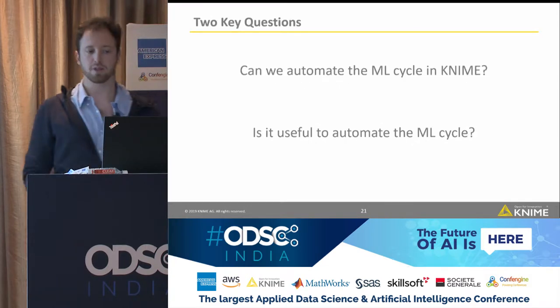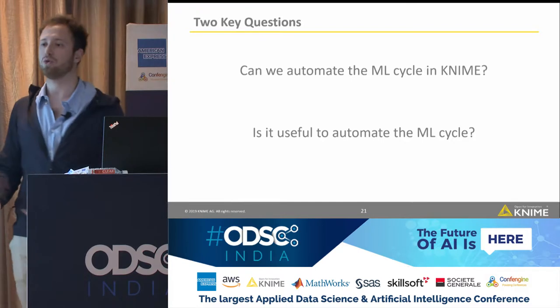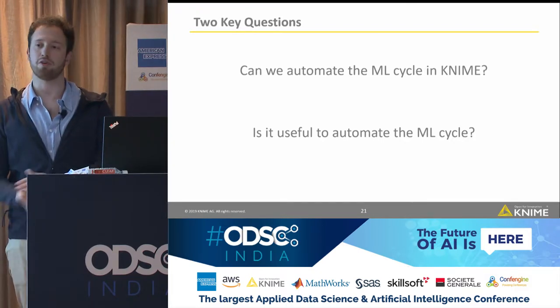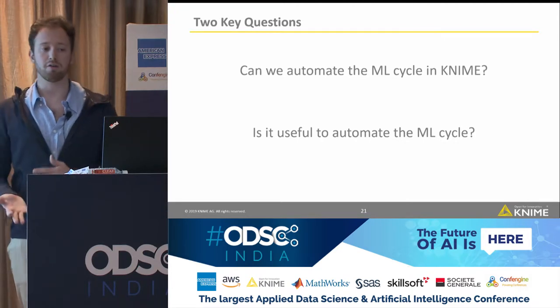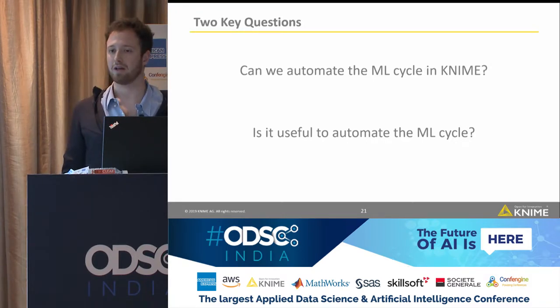So can we automate the machine learning cycle with KNIME? Yes, we can do grid search, Bayesian search, random search for hyperparameters. We can do feature selection, feature engineering, all of these things. And is it useful to automate the machine learning cycle? That depends, right?